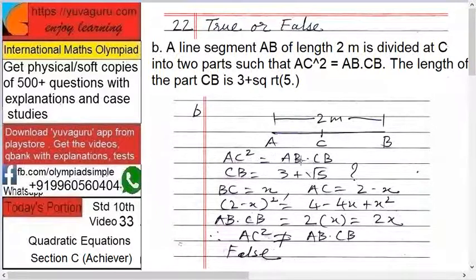Now the right hand side, AB into CB. So AB is what? 2, and CB is what? x, we have taken. So 2x. Therefore, is 2 minus x the whole square equal to 2x? No. That's why this statement is again false.